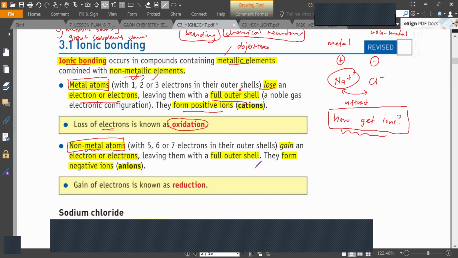Non-metal atoms, like chlorine, will gain electrons. 2,8,7 gets 1 more electron, it becomes 2,8,8. Again, it will get the full outer shell. They will form negative ions. When they gain electrons, they become more negative. That's what we call reduction. Okay, so we have reduction here.